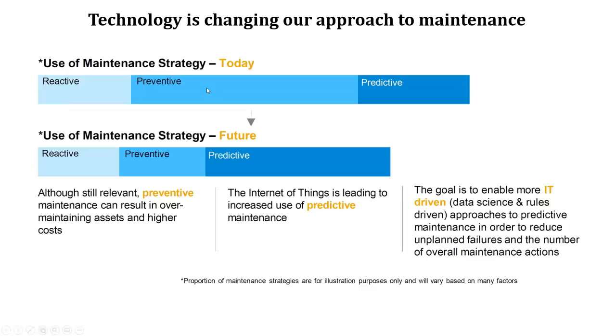That's what is today in most organizations. Reactive, preventive is a lot and very little predictive. Where everybody wants to go, lower your reactive, reduce drastically your preventive, and increase extensively the predictive.